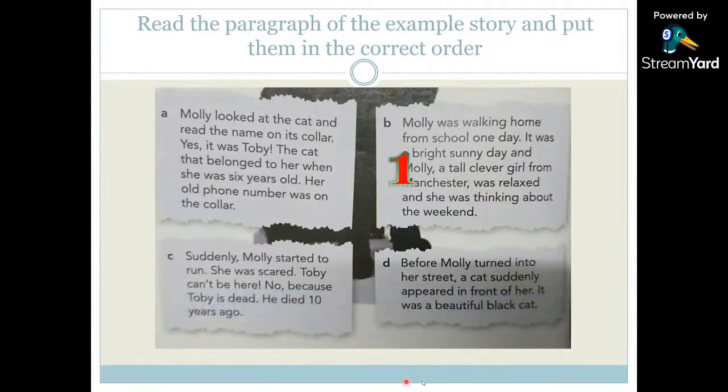Okay, let's look whether that is true. Yes, indeed. Molly turned into her street and a cat suddenly appeared in front of her. It was a beautiful black cat. Okay? Jadi, the second one is D. What about the next one? Number 3. What do you think the answer for number 3? A and C. Which one do you think is number 3? I don't know.